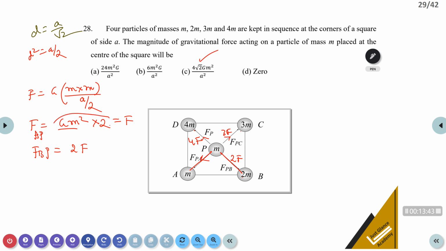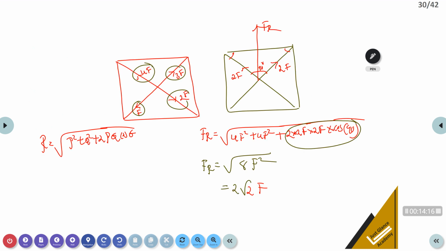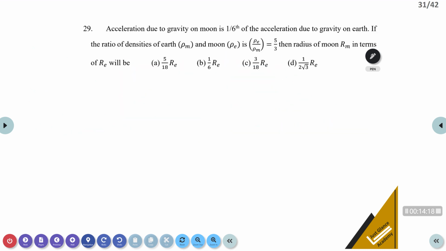Because F means what? We know this equation. Multiply by 2 root 2, so that this will become 4 root 2 of this. Because I know that F resultant equals 2 root 2 into F. This is 2 into root 2. What is F? We know this: G M square divided by a square, into 2. 2 into 2 is 4, 4 into 2. That's it. Next.